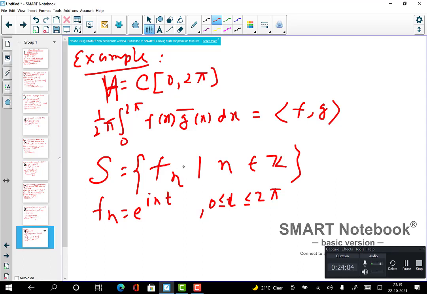These elements are orthonormal elements. So S is a collection, an orthonormal set, and you can talk about the vector space spanned by this S. So let V be the vector space spanned by this S, right? That means S will be an orthonormal basis for V. Okay, so S will be an orthonormal basis for V.